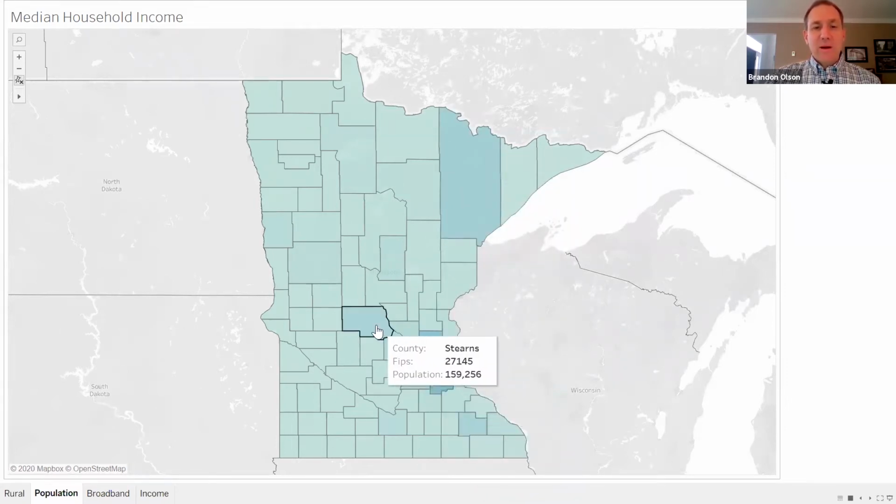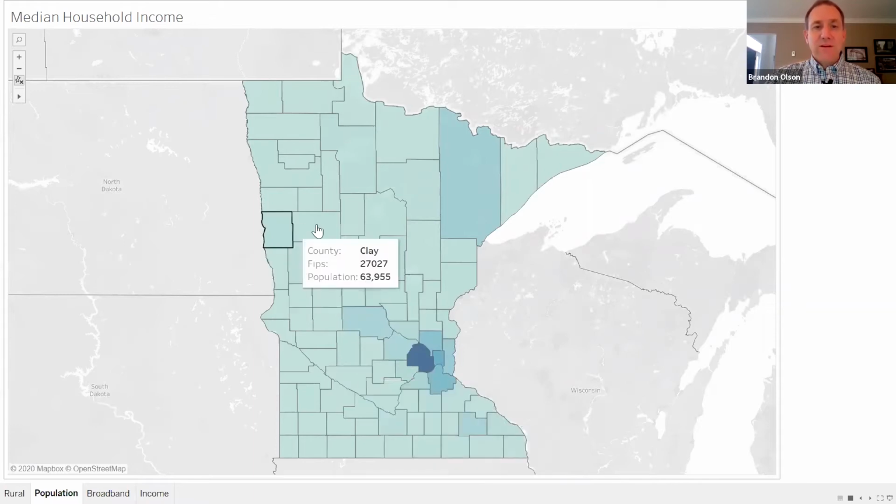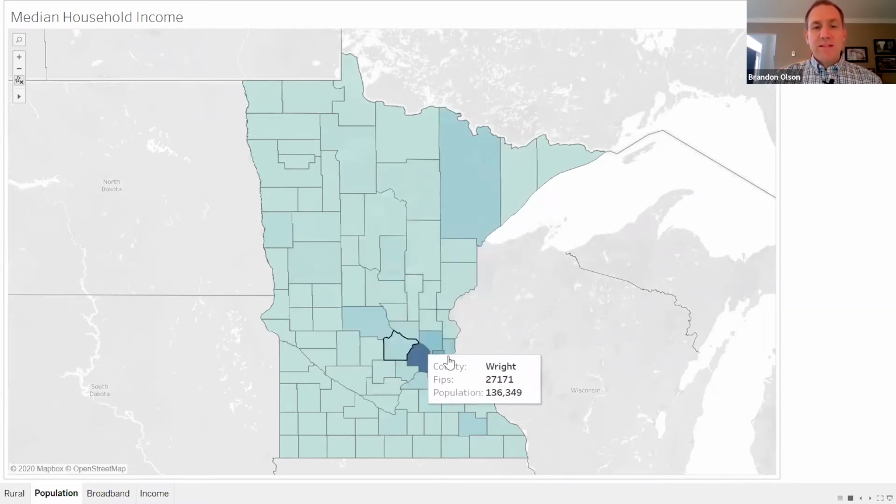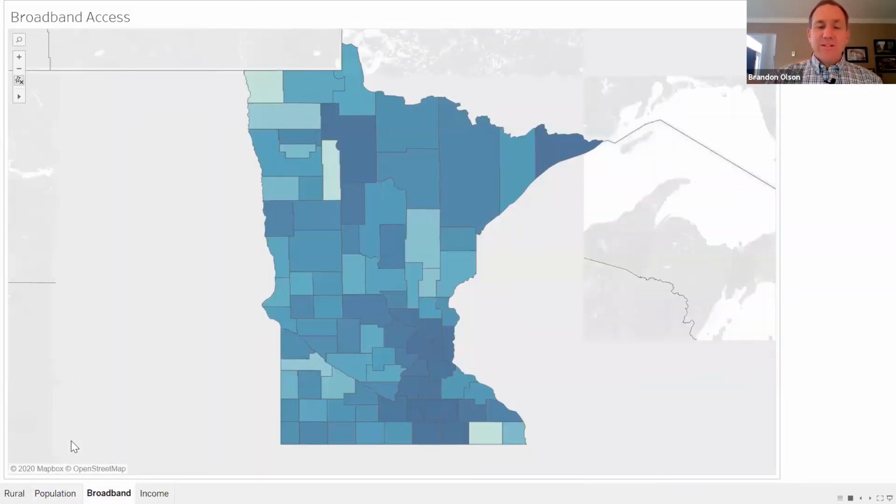These are higher populations, and the darker colors are the higher populations, whereas the rural counties, such as Cass County or Lake County, you can see that those populations are fewer. So you can see the population densities in the state differ, but there's certain regions which we're not too surprised at. Now we can talk about broadband.